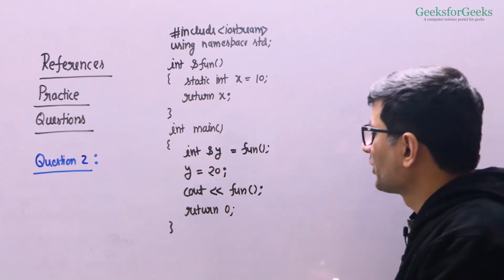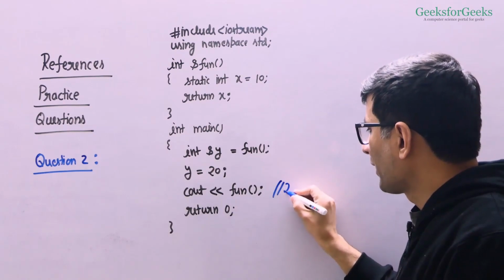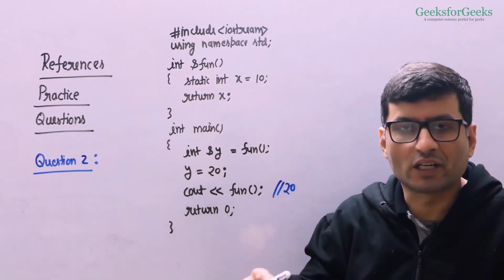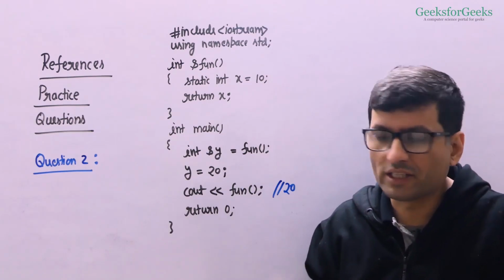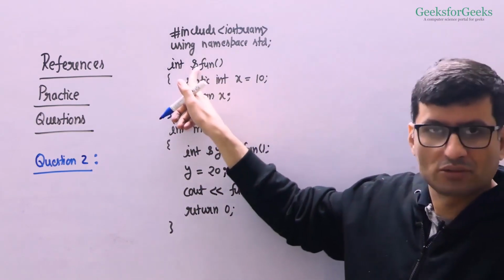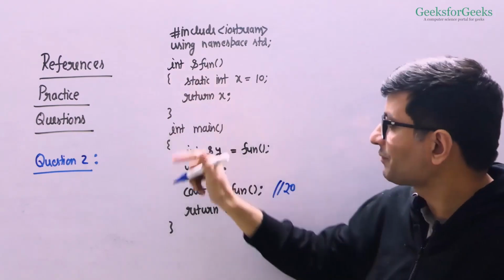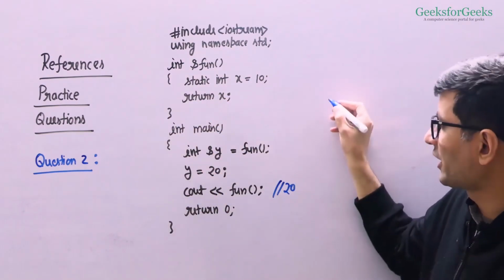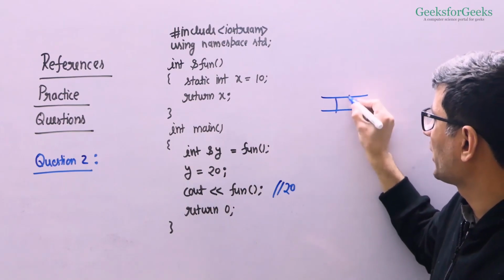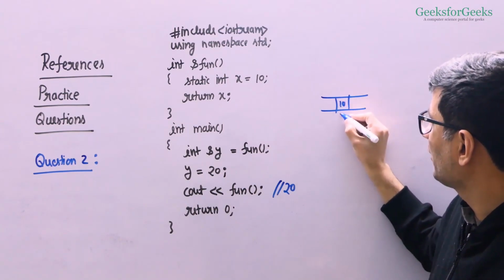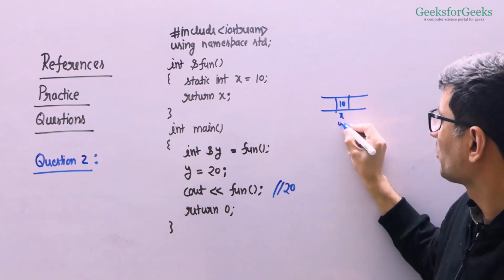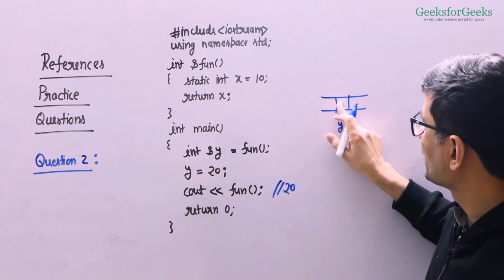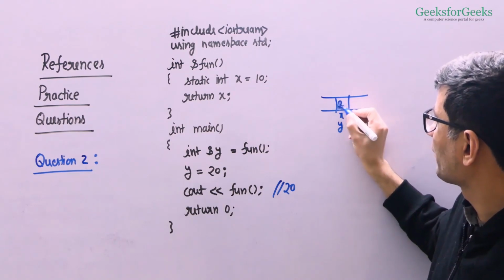The output here is going to be 20. What happens here is that these static variables stay there even after the function call is over, right? And we are returning a reference to the static variable, right? So y is going to refer to the static variable where this x is stored, right? So it has value 10, label x, now we have one more label y. Now when we change y equal to 20, this is changed to 20, right? Because y is referring to the same thing.